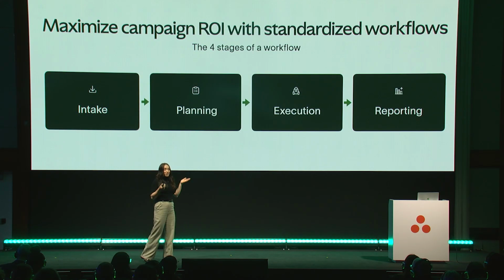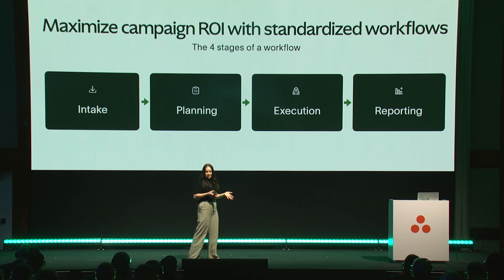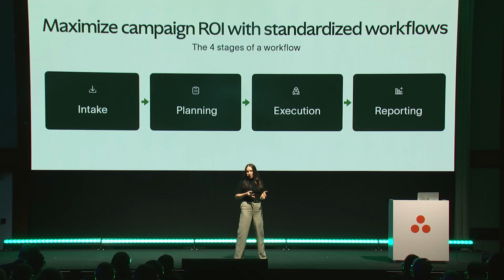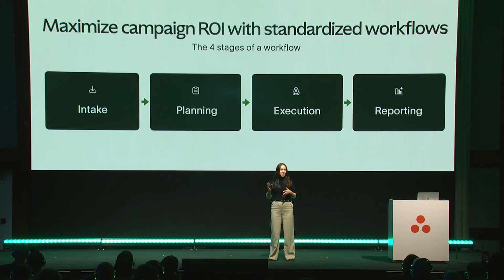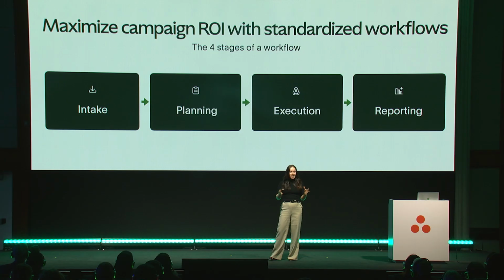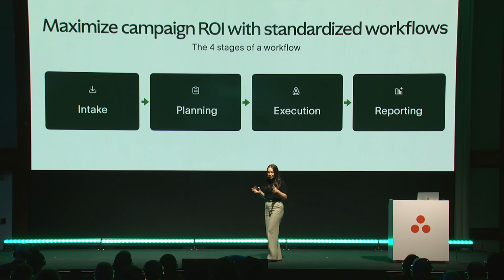Now, the good news is we don't have to live in this chaos. We can maximize campaign ROI with standardized workflows. And at Asana, we define workflows as having these 4 key stages: intake, planning, execution, and reporting. Now, you're probably having deja vu because you saw these earlier in the keynote. The reason why we anchor on these 4 stages at Asana is because we found that when we take campaign management and break it up into this structured process, that's when we go from chaos to clarity for marketing teams. So let's quickly walk through these stages as a quick refresher.